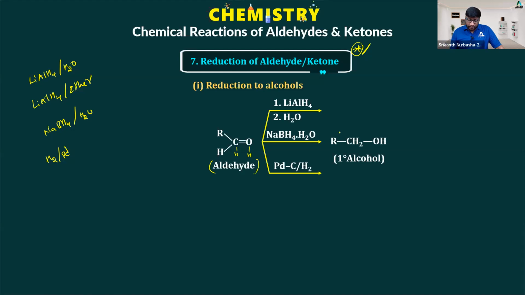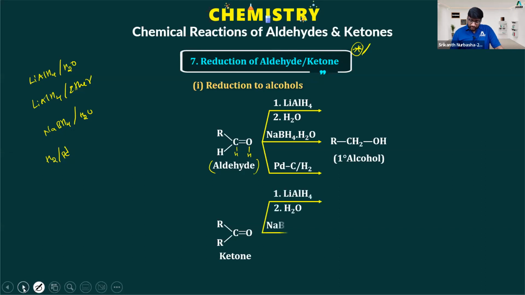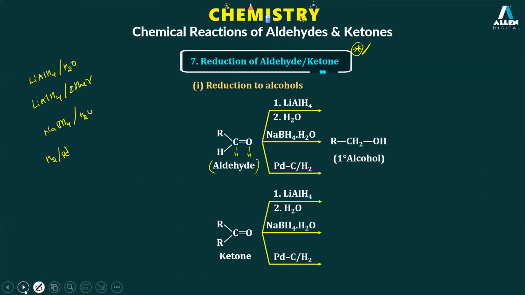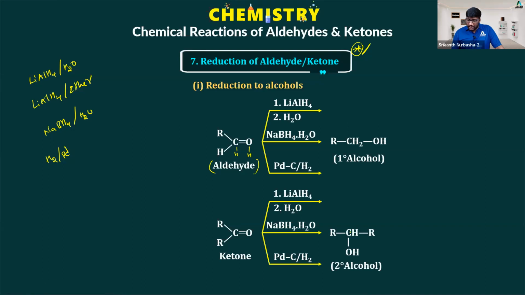If I take a ketone, with the same set of reactions, what am I going to expect? Secondary alcohol. A secondary alcohol, R2CHOH, is going to be obtained. Simply hydrogens are going to be added, students.